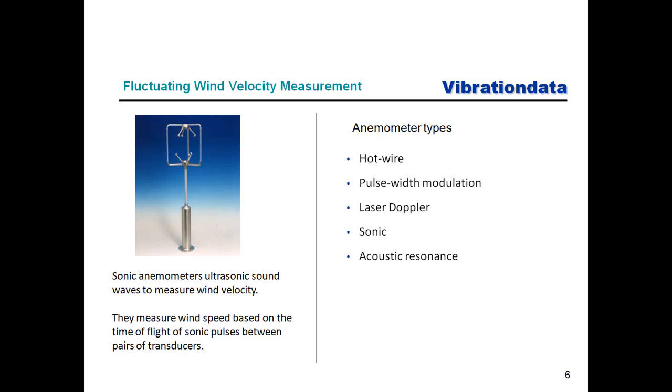But if we're just measuring the wind in an urban area, for example, or out in the field, one of these other types of anemometers might be more appropriate. And the one on the left is an ultrasonic type anemometer. It's a 3D type, which uses ultrasonic sound waves to measure wind velocities.